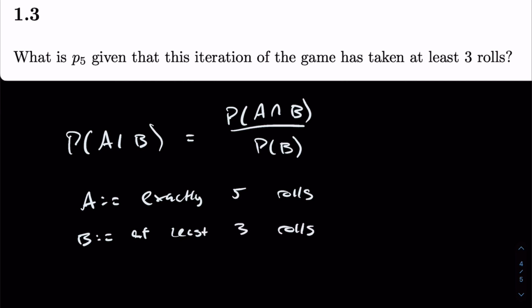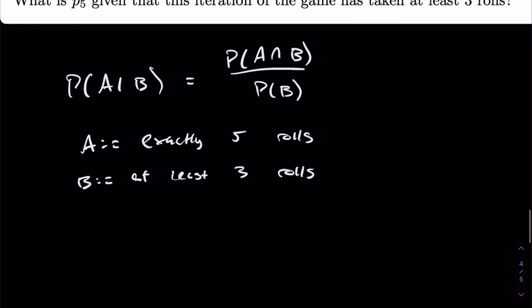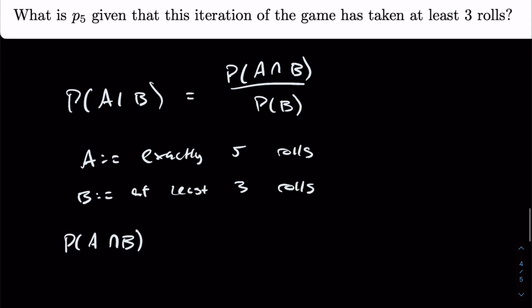And we're asked to solve the probability of A given B. So now we can compute the numerator and denominator of this expression independently and use Bayes' rule to compute the conditional probability. So the probability of A and B is, well, let's just think about what that means.